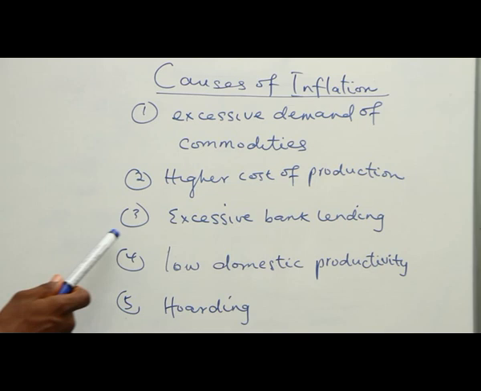The third one, excessive bank lending. If banks can be lending more than what they need in the economy, definitely inflation is going to occur because the money is not channeled into the appropriate area as a result of the excessive lending of bankers. So bankers want to make their own money, but the money is not going toward the area that they need it. So on the long run, there will be a large volume of money in the circulation.